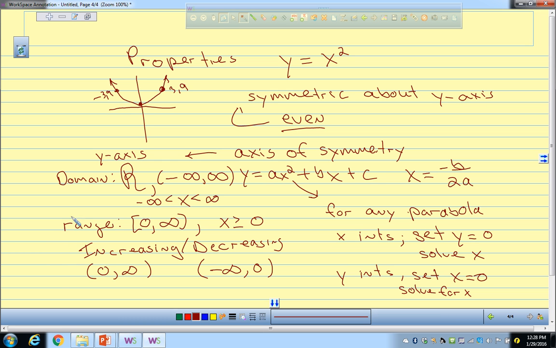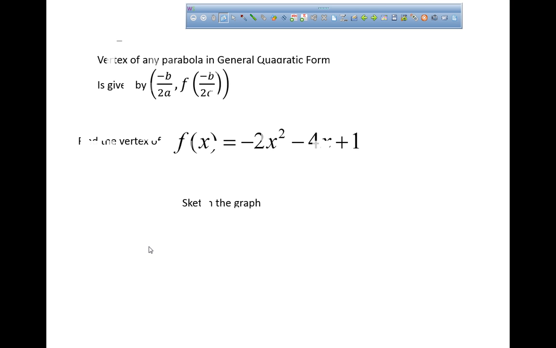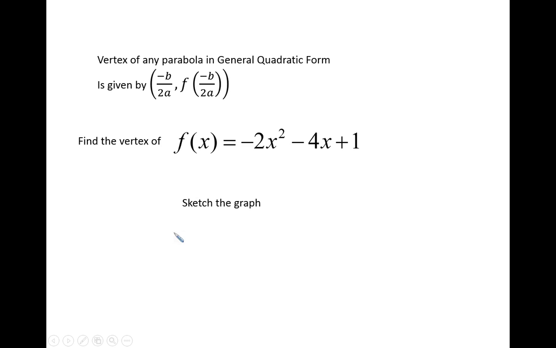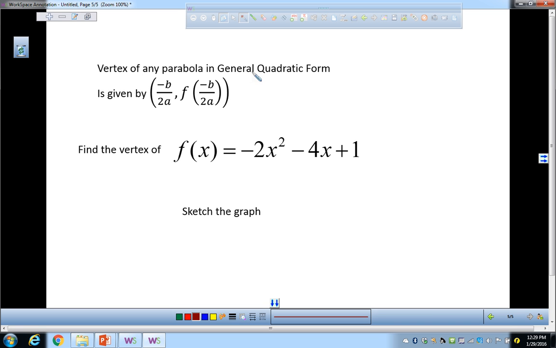Can I move on? Okay, so now we're going to look at the next slide. Those are my teacher notes. So the vertex of any parabola can be found using this form. We'll talk about it if it's in vertex form, how we find it too. But negative b over 2a, comma, f of negative b over 2a.